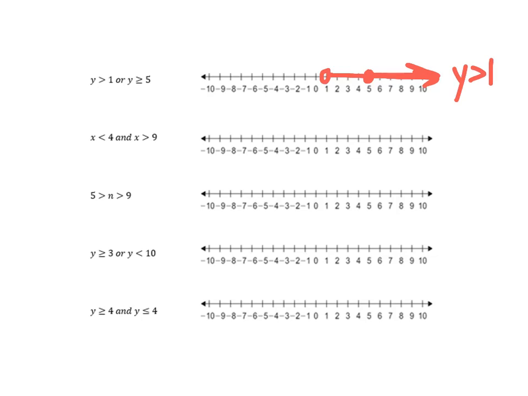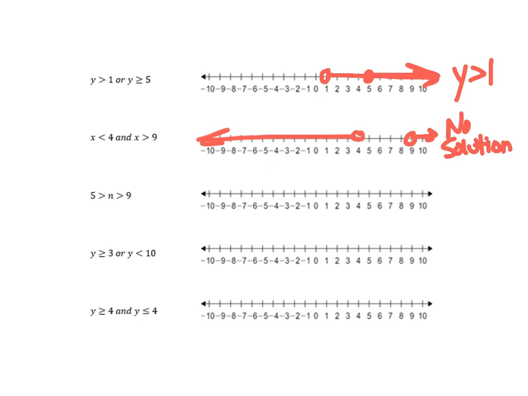All right, let's look at the next one. X is less than 4 and x is greater than 9. And remember, the and is everything that they have in common. And so I'm going to do x is less than 4 and x is greater than 9. And wait a minute, what do they have in common? Nothing. So this is a no solution. Agile Mind will call it an empty set.